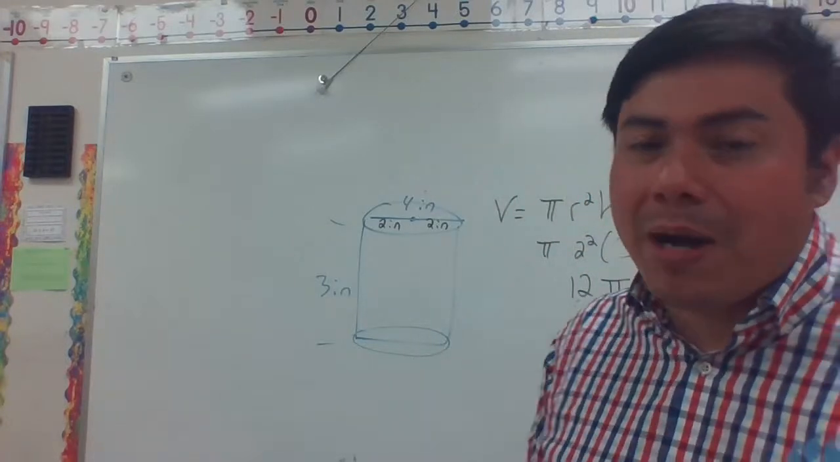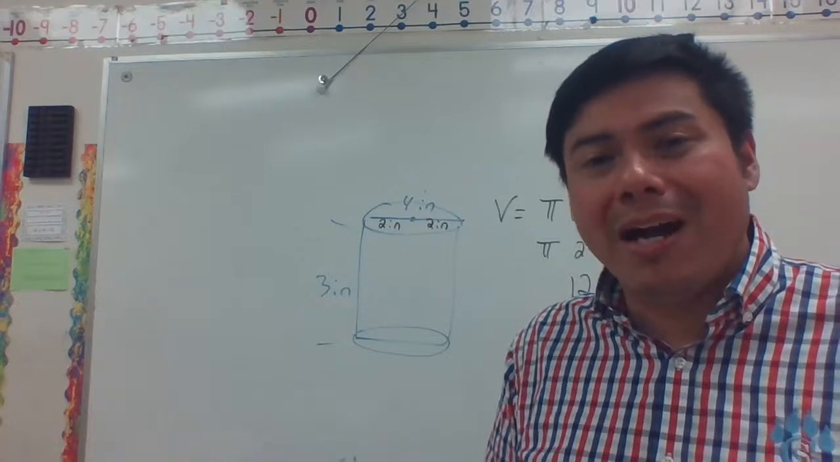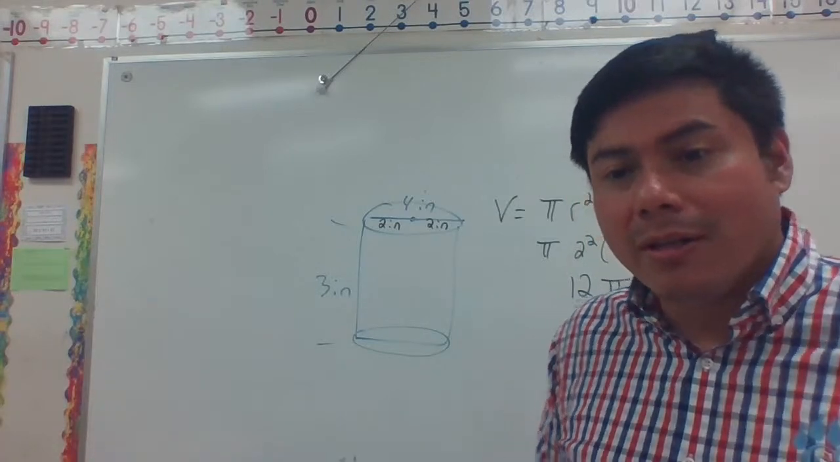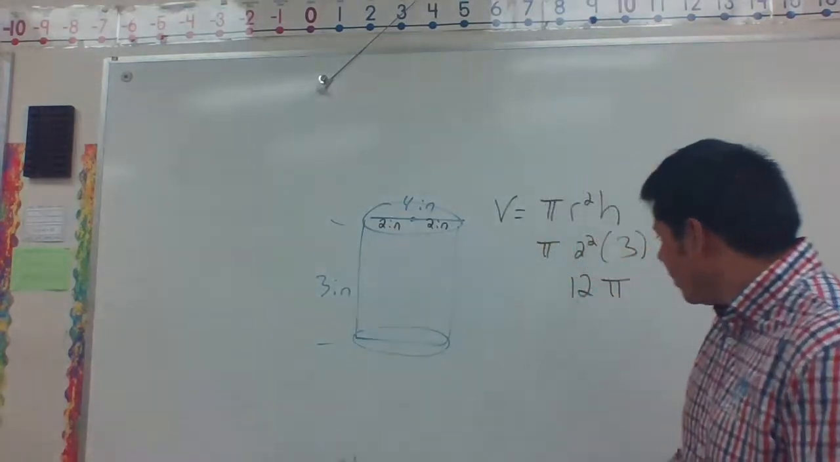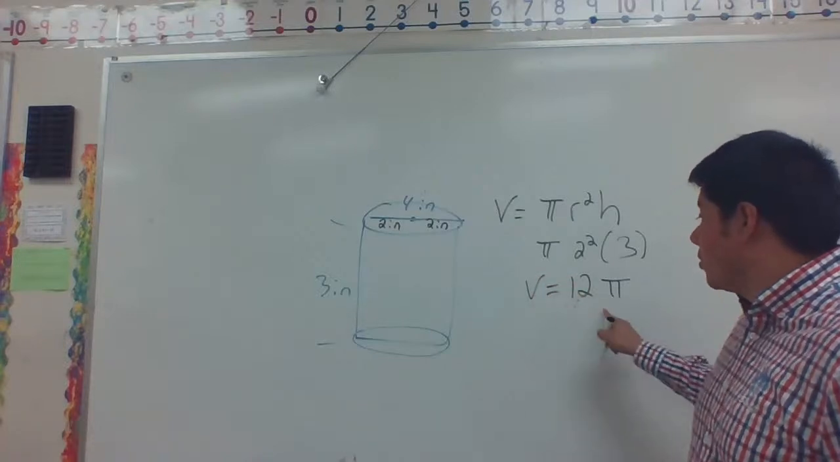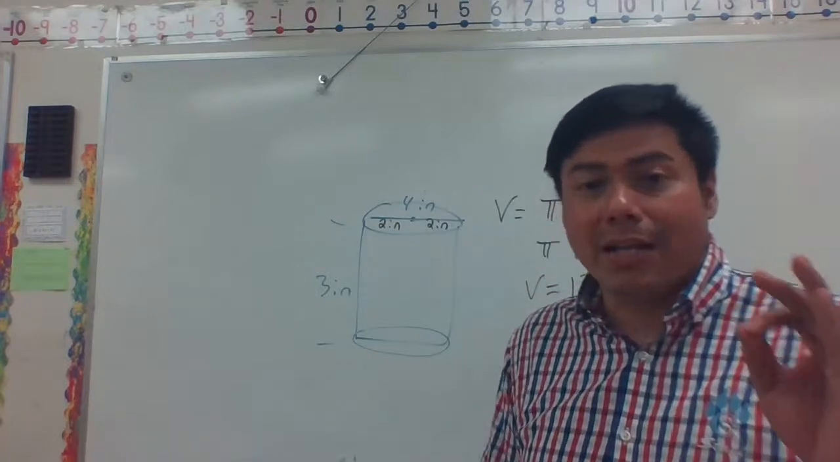The reason they'll say leave in terms of pi is because pi, in terms of pi, is actually a perfect answer. So I could do, for example, right now, I could do volume equals 12 pi. Like a perfect answer.